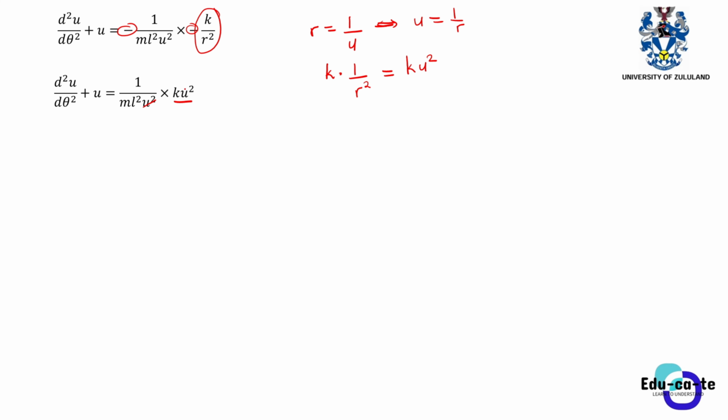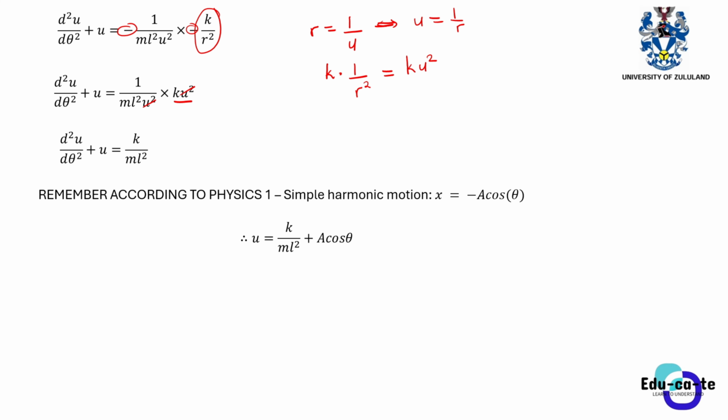And then this u squared and this u squared will cancel out and we will remain with something like this. This will be d squared u over d theta squared plus u is equal to k over ml squared. So now, to proceed, remember that according to physics 1, we've said that simple harmonic motion is given by this equation: x, which is the displacement, is equal to negative of the amplitude cos of theta.